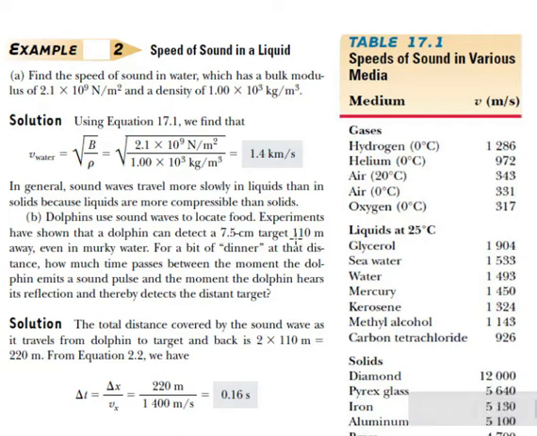So this distance is traveled twice, because the wave produced by the dolphin will reach the target, be reflected back, and reach the dolphin again. So the wave will have to cover twice this distance. So 2 times 110 gives you 220 meters divided by V. This comes to be 0.16 second. In a very short time, the dolphin detects its target.